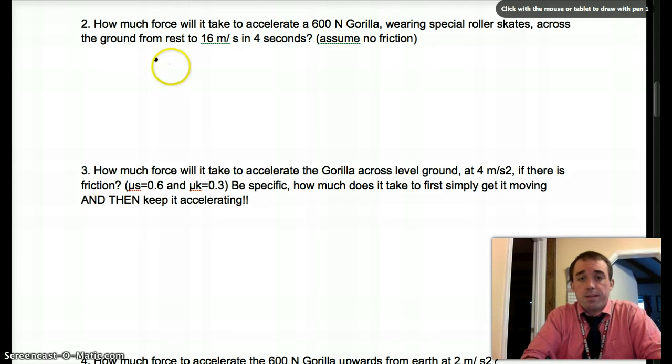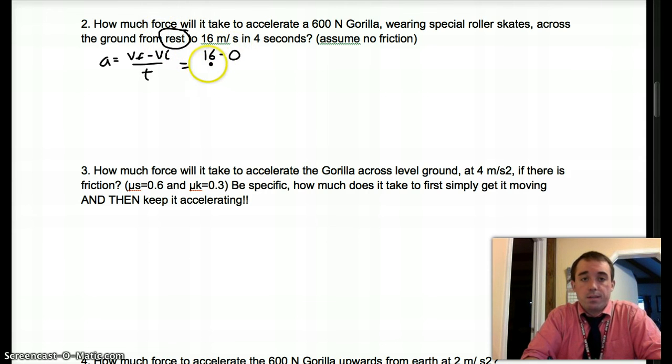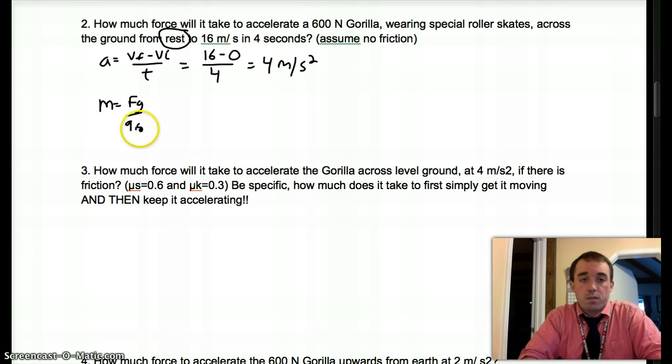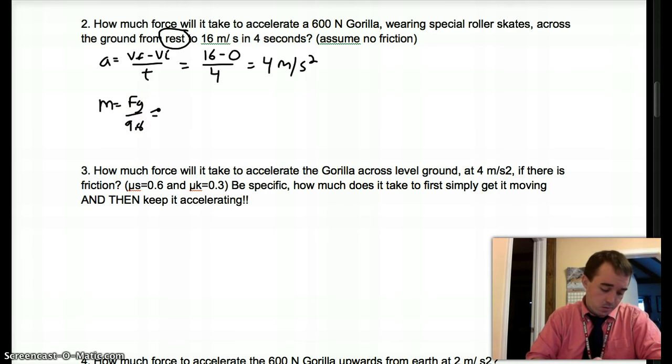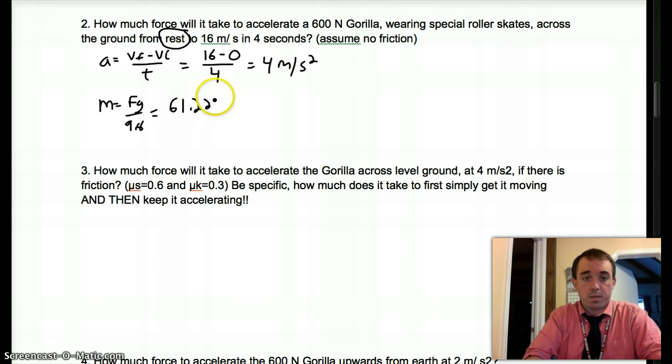How much force will it take to accelerate a 600 Newton gorilla wearing special roller skates across the ground from rest to 16 meters per second in 4 seconds? This is a little throwback to our old kinematic equations, which says Vf minus Vi over t is our acceleration. Our Vf is 16, at rest Vi is 0, over our time 4 gives us an acceleration of 4 meters per second squared. We know our mass because we know our weight. Our mass is Fg over 9.8. 600 over 9.8 is 61.22 kilograms.